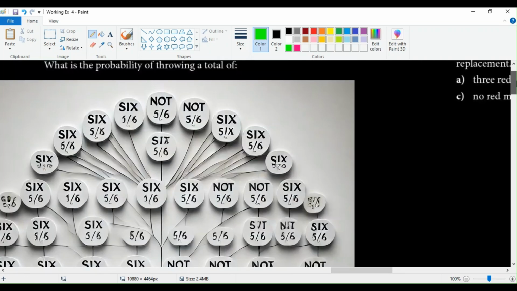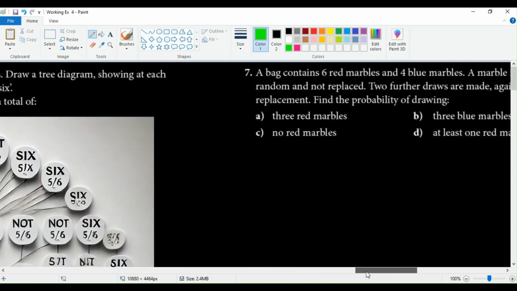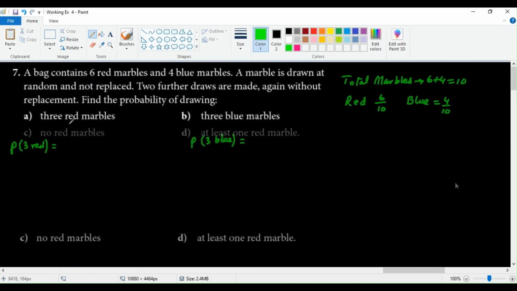Moving on to question number 7. It says a bag contains 6 red marbles and 4 blue marbles. So for red, the probability is 6 over 10, and for blue, it is 4 over 10. Altogether, there are 10 balls. Now, for 3 red balls, it's going to be 6 over 10 for the first. Then it reduces to 5 over 9, because one ball is taken and the remaining are 9. And again one is taken, the remaining is 8.